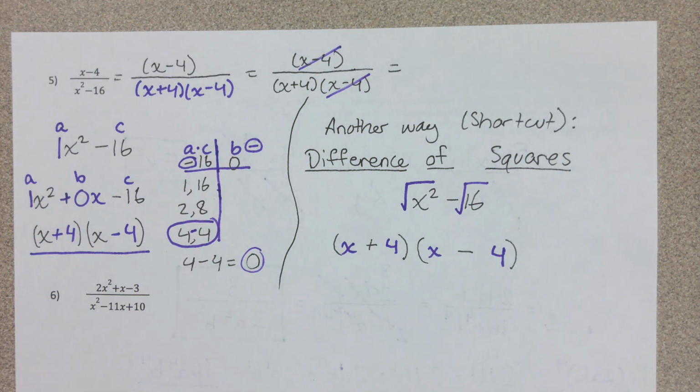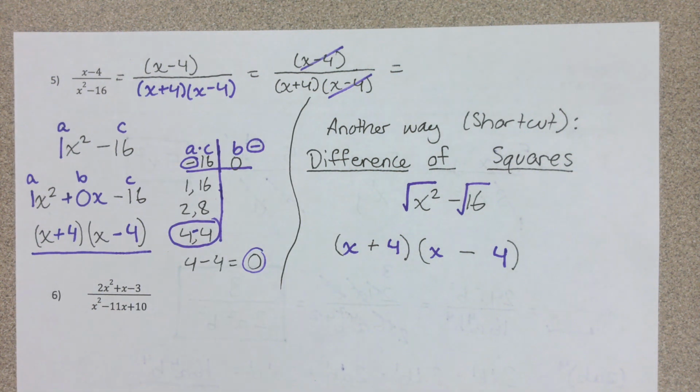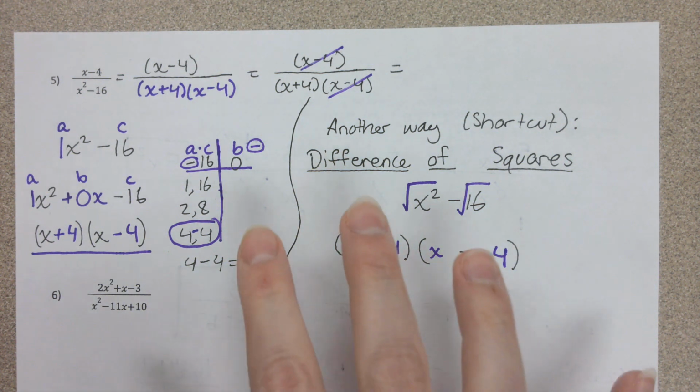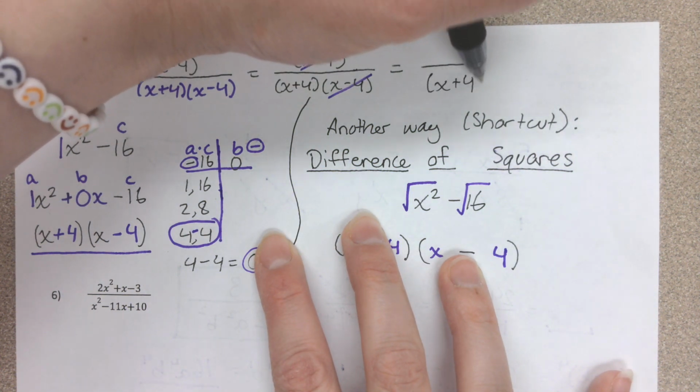Now here's the thing, common mistake I see is writing the answer from here. We only have x plus 4 left, but it's on the bottom of the fraction. So if I just write x plus 4 as my answer, that is not going to be correct. Since it's on the bottom of a fraction, it stays in that fraction. So it'll stay on the bottom, x plus 4.